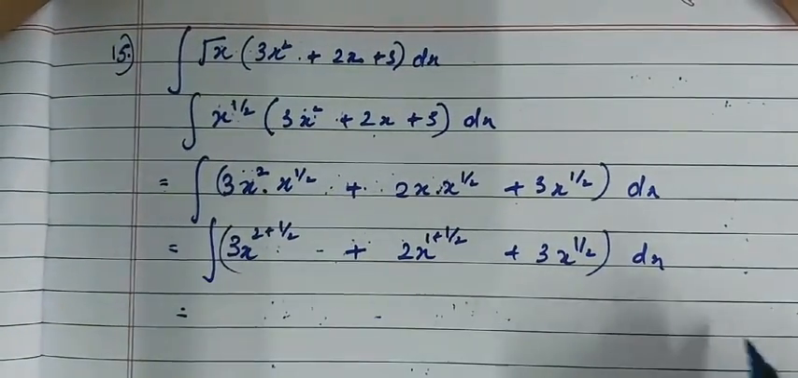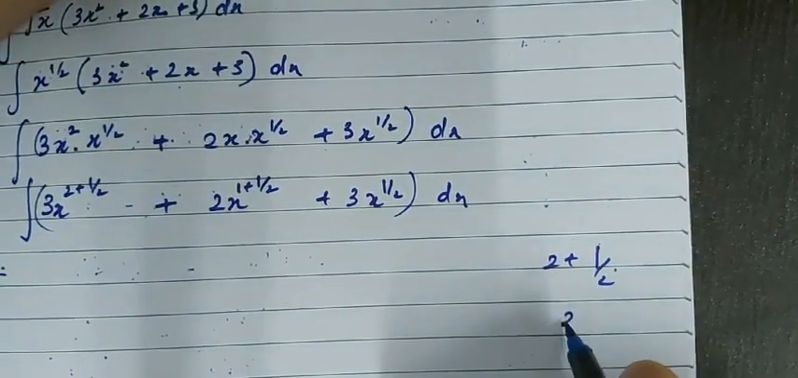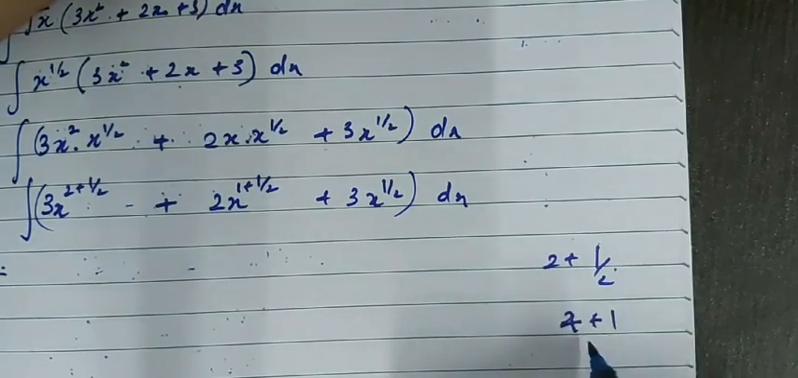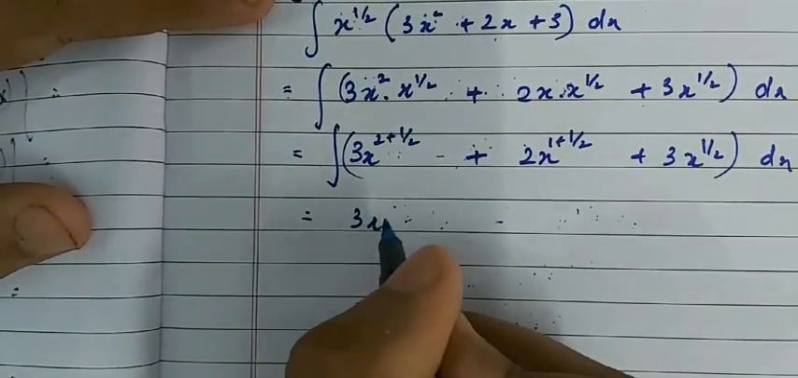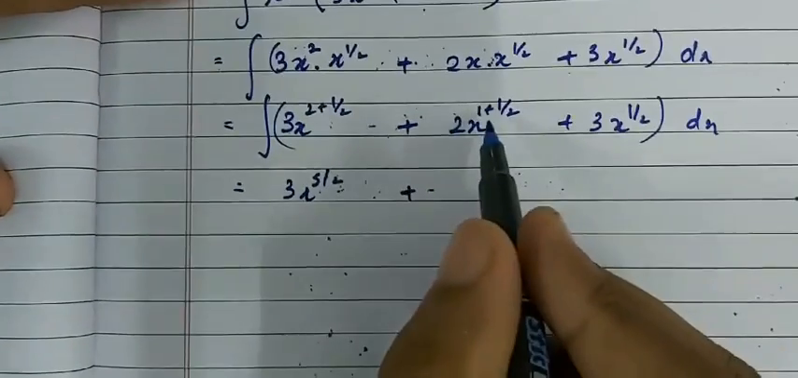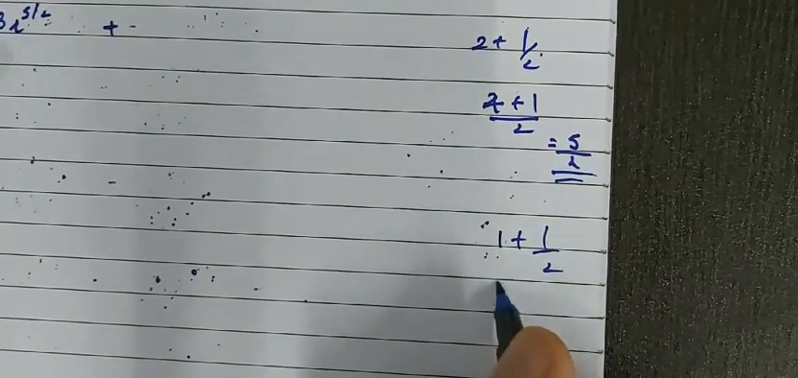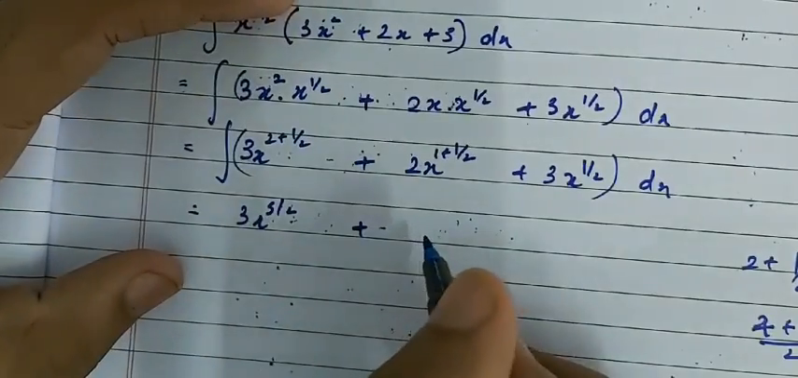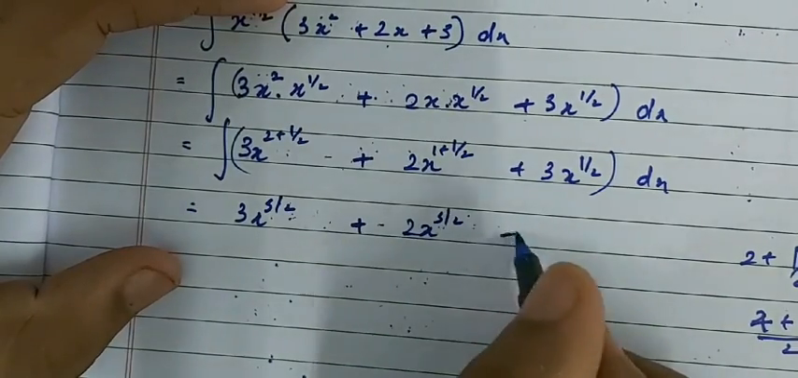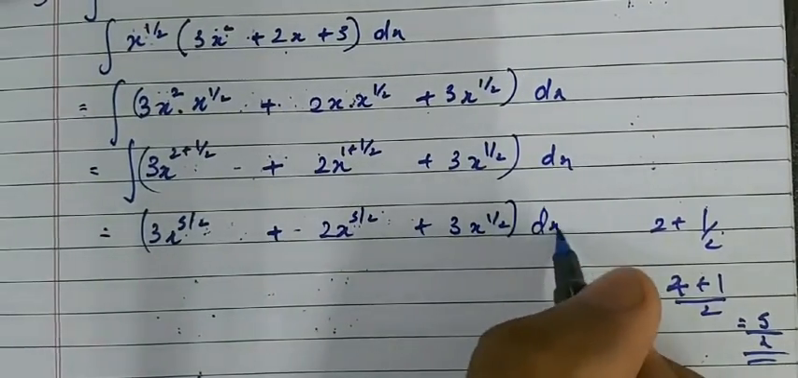Now 2 plus 1/2 is, 2 into 2 is 4, plus 1 is 5/2. Now we apply here 3x raised to 5/2. Now 1 plus 1/2. What is 1 plus 1/2? LCM is 2, 2/2 plus 1/2 will become 3/2. So 3x raised to 5/2 plus 2x raised to 3/2 plus 3x raised to 1/2 into dx.